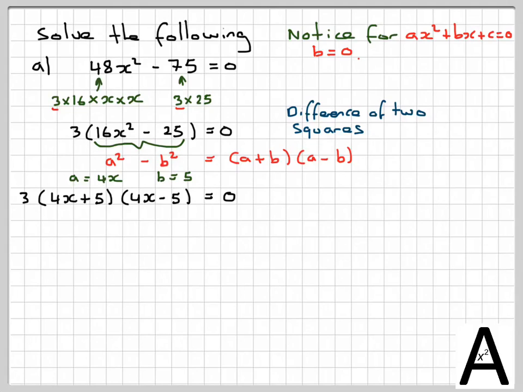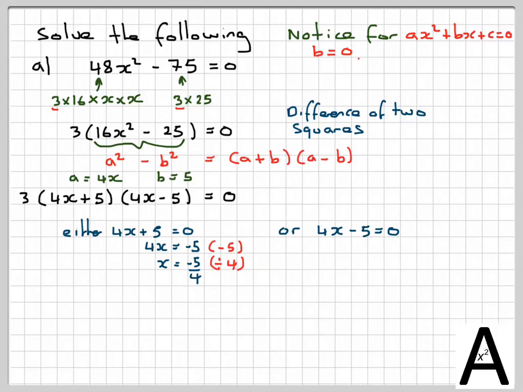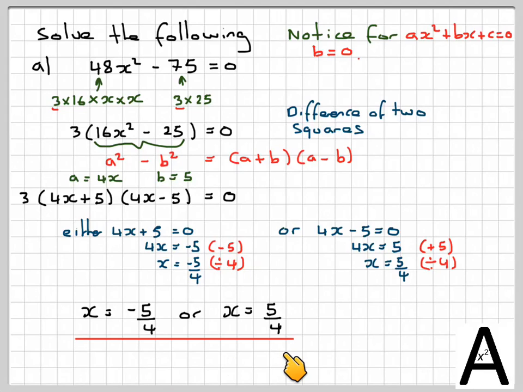The 3 cannot be equal to 0, so we say either 4x plus 5 is equal to 0, which gives, take away 5, we get 4x is equal to minus 5, and therefore divide by 4, we get x is minus 5 over 4, or 4x minus 5 is equal to 0, which gives, adding 5, we get 4x is equal to 5, x is equal to 5 over 4. So the answer to this case is minus 5 over 4, or 5 over 4. When we get this sort of case, you get plus or minus the same number.